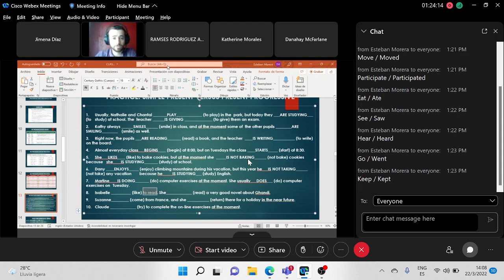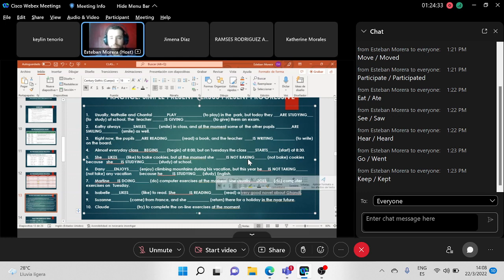Likes. Excellent, likes to read. She a very good novel about candy. Is reading. We can use present progressive. Actually, the sentence doesn't say right now, right away, but it makes sense. Makes sense, right? If we use present progressive, the sentence makes more sense. Pay attention. So Isabel likes to read. She's reading a very good novel of candy.